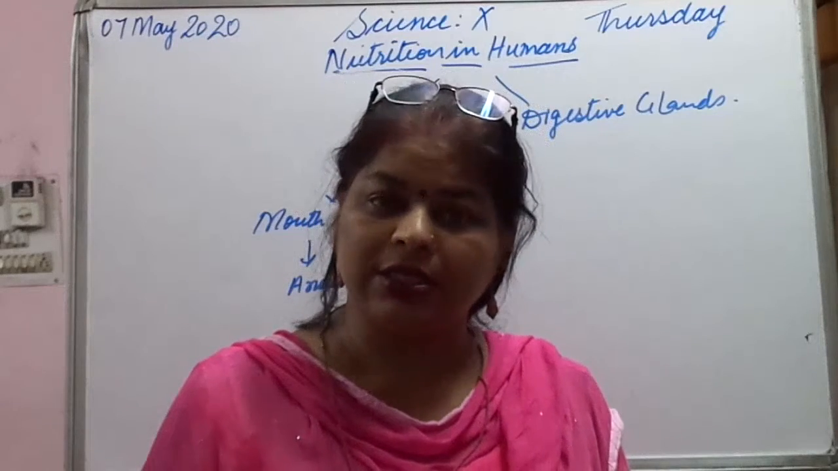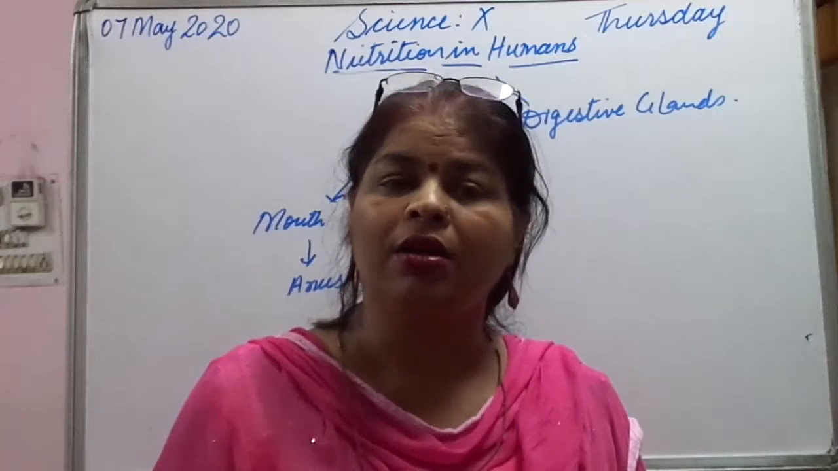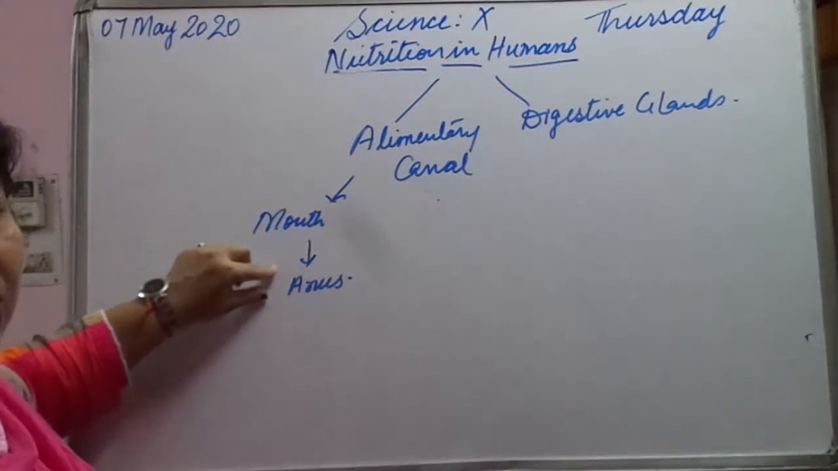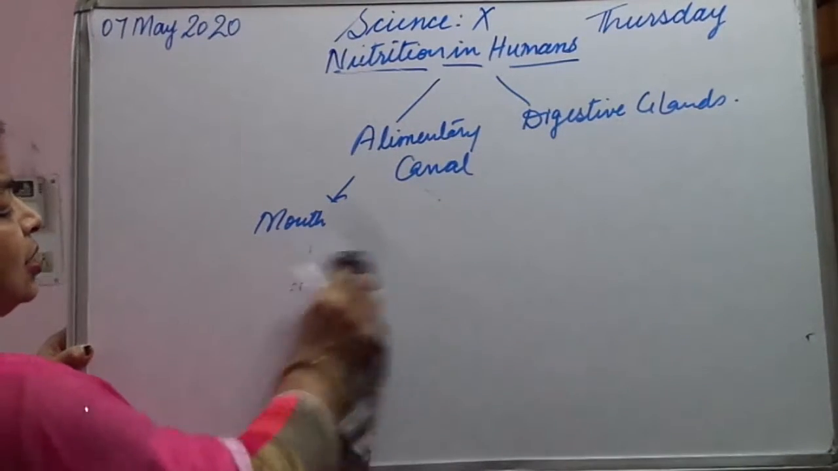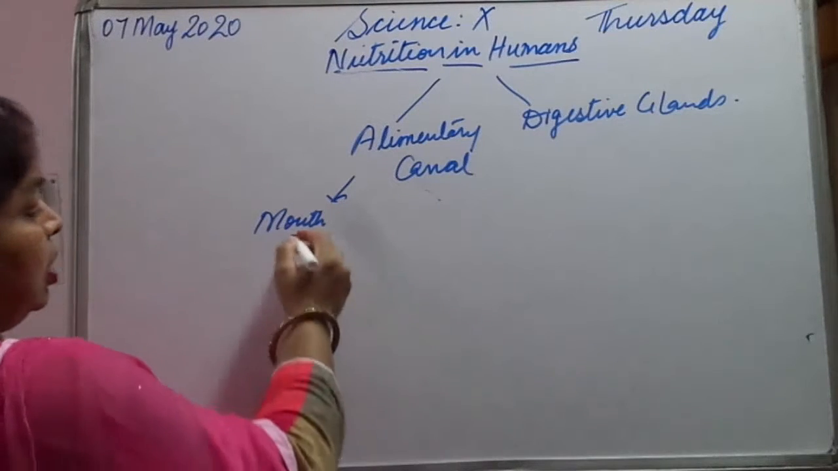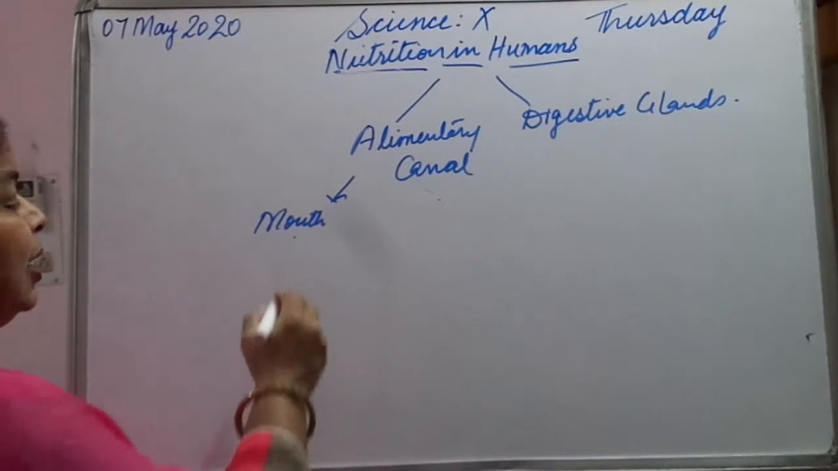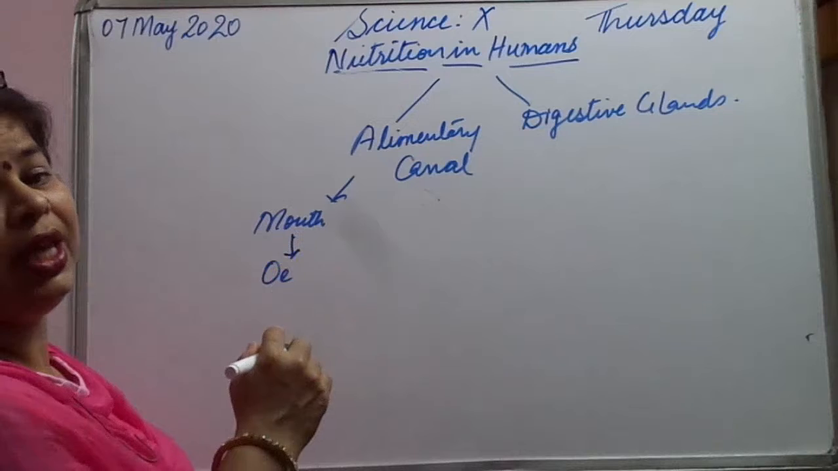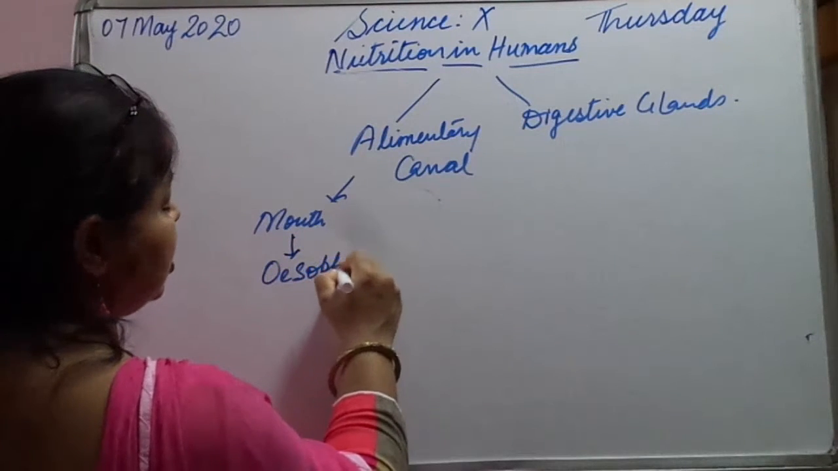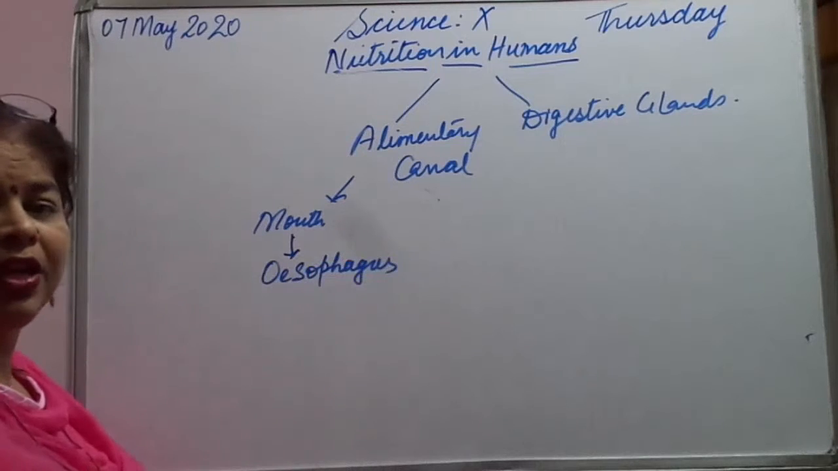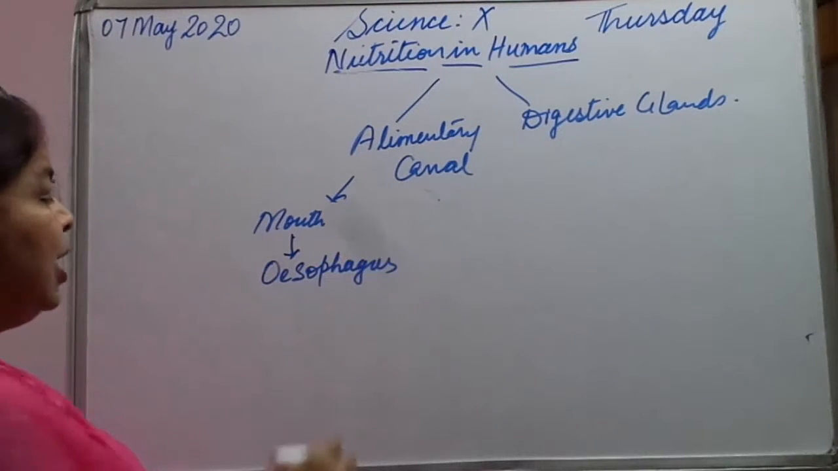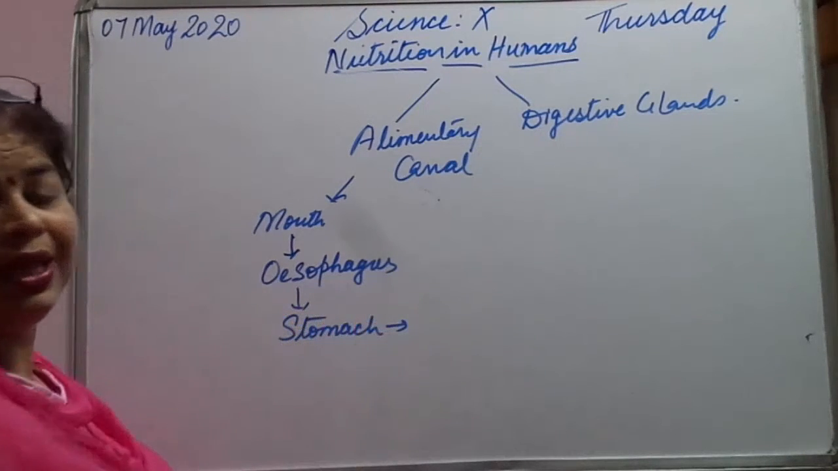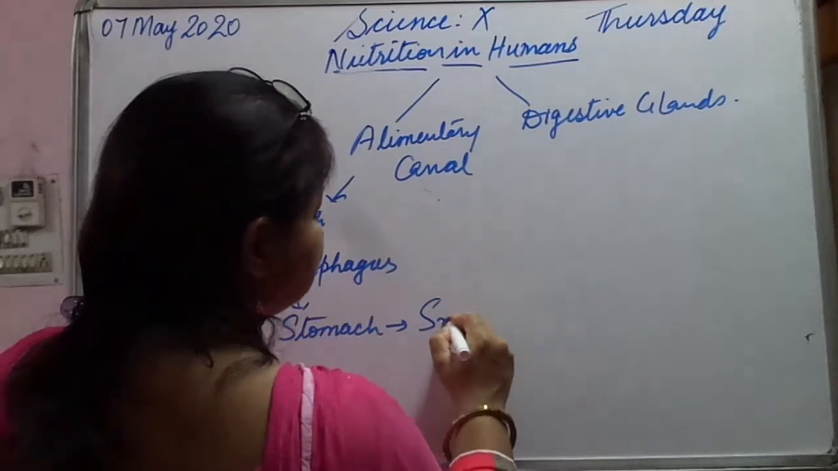And the various organs that make up the alimentary canal: it starts from the mouth and ends in the anus. So what are the different organs present in between? Let us see. Mouth, it is the opening. Then it leads to a tubular structure called esophagus, O-E-S-O-P-H-A-G-U-S. Esophagus, or we also call it the food pipe. Then it leads to the stomach, and then the stomach opens into the small intestine.